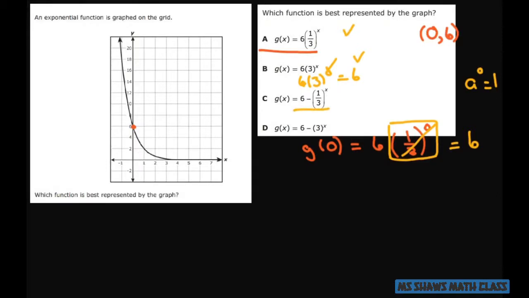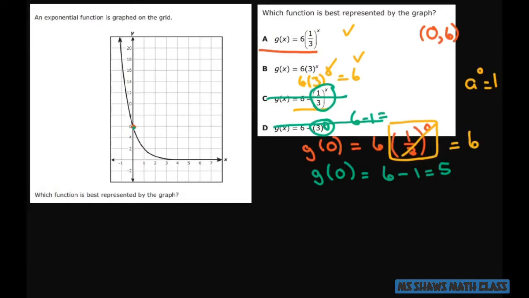So this one works. Both of these work. Let's try these two. If I try g of 0, I get 6 minus, this is going to be 1. When you plug in 0, you get 5. So that doesn't work. And the same thing's going to happen with this one. You plug in 0 here. 3 to the 0 is 1, so you get 6 minus 1. And that gives you 5. And we don't want 0, 5, we want 0, 6. So these two don't work.